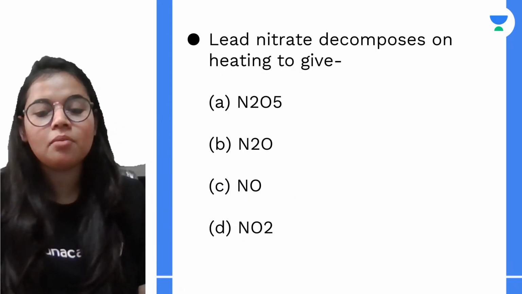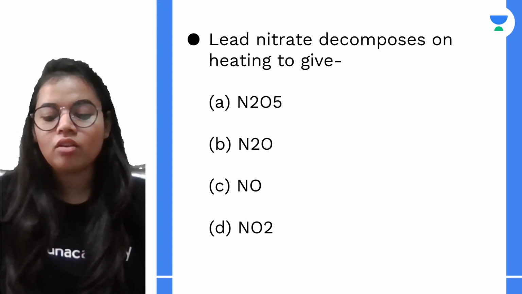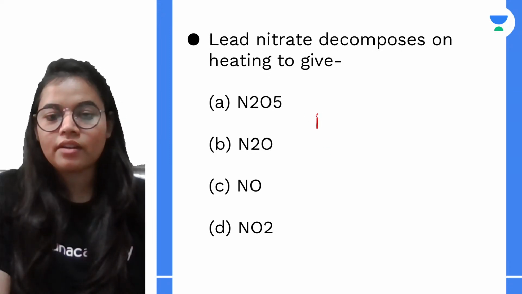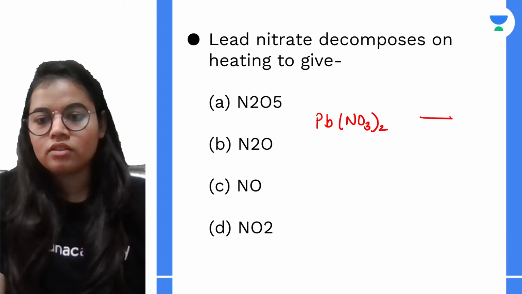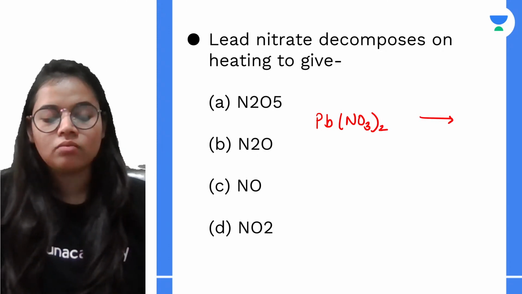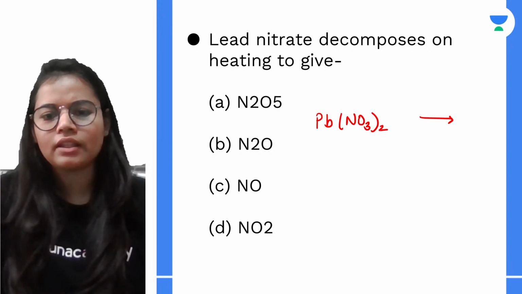Lead nitrate decompose होने पर what does it give? Which oxide do we get on decomposition of lead nitrate? What is lead nitrate? It is Pb(NO3)2. Just go for the equation and think. C. Nitric oxide. Are you sure that we get nitric oxide?